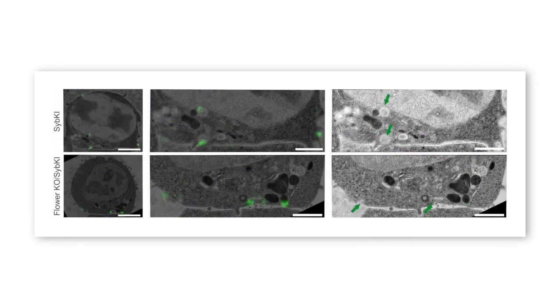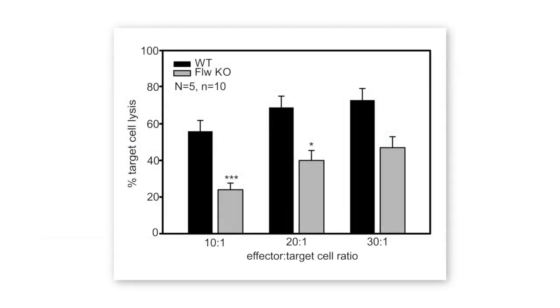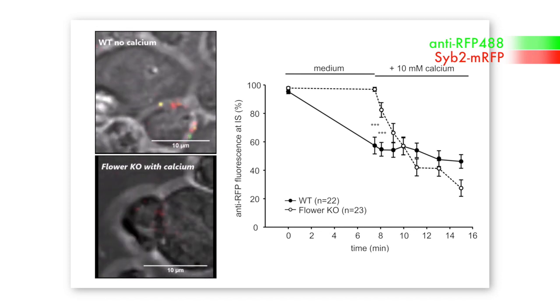We performed so-called correlative light and electron microscopies, and we didn't find any invaginations within the plasma membrane, so we think that the block of endocytosis occurs at a very early stage. This block in endocytosis reduced the ability of flower-deficient T cells to act as serial killers capable of killing multiple target cells. Endocytosis could be rescued by expressing exogenous flower or by raising extracellular calcium levels.